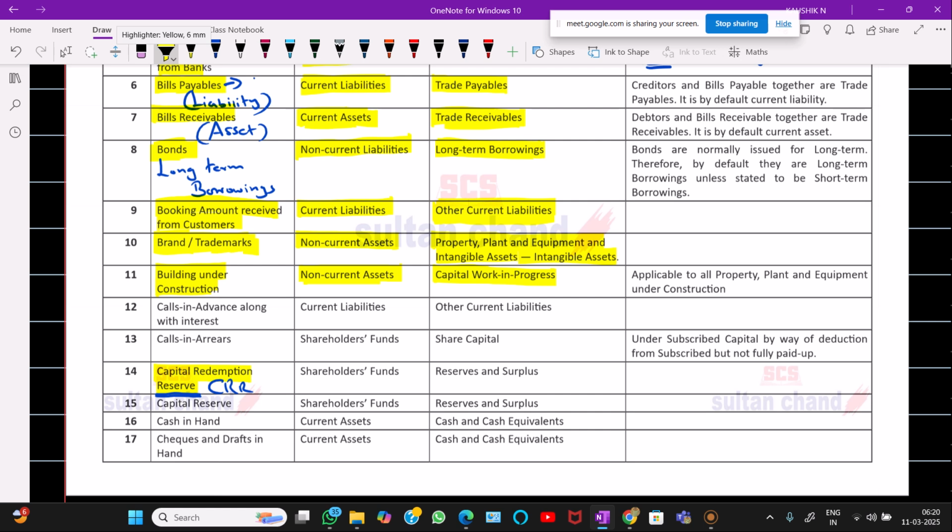இந்த கேபிட்டல் ரிடம்ஷன் ரிசர்வ் இருக்கு, இது ஜெனரல் ரிசர்வா இல்ல இது ஸ்பெசிஃபிக்கான ரிசர்வா? Specific reserve, sir. Very good, it is a specific reserve. So capital redemption reserve is a specific reserve. It is used only for that particular purpose.